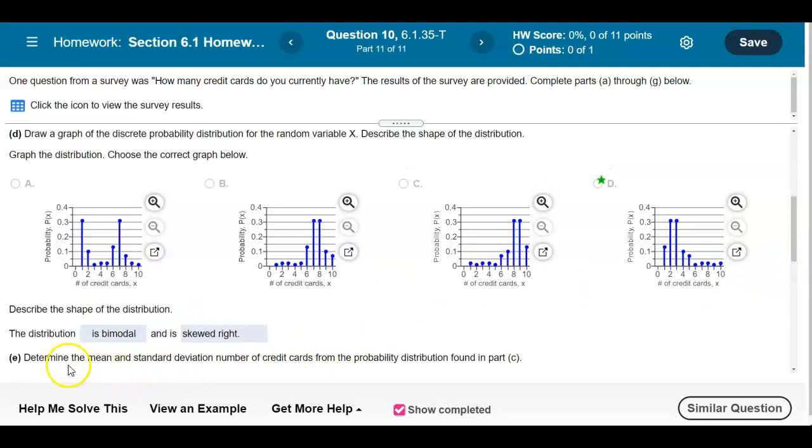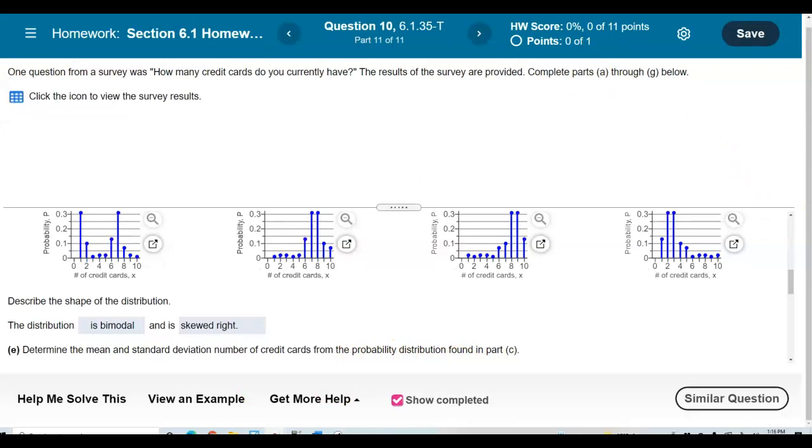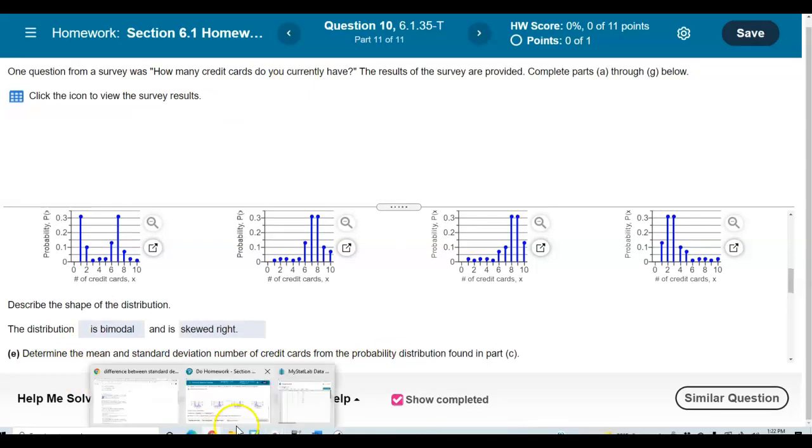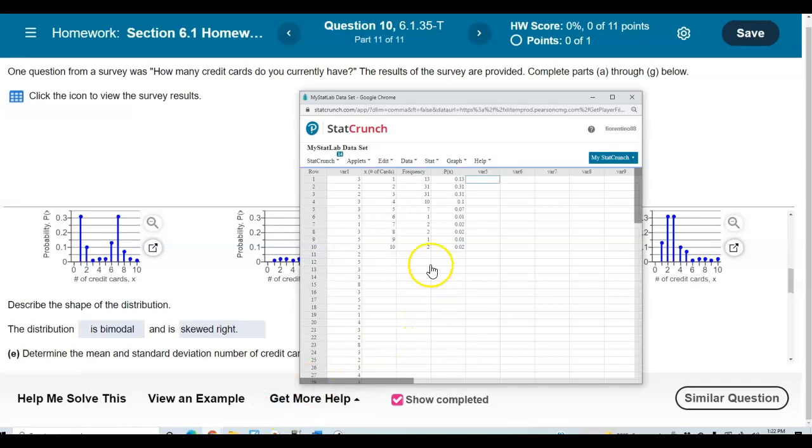Okay, now the next question, they want us to determine the mean and the standard deviation of the number of credit cards from the probability distribution that's found in part C. So let's go ahead and determine the mean and the standard deviation of the probability distribution. So we're going to use StatCrunch here. So let's open up in StatCrunch. Okay, so here we have our number of cards, we have our frequency, we have a probability. What we want to do is create a distribution.